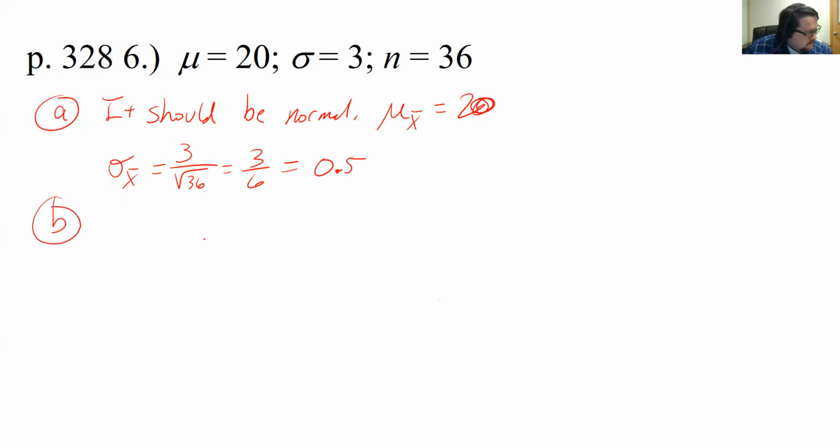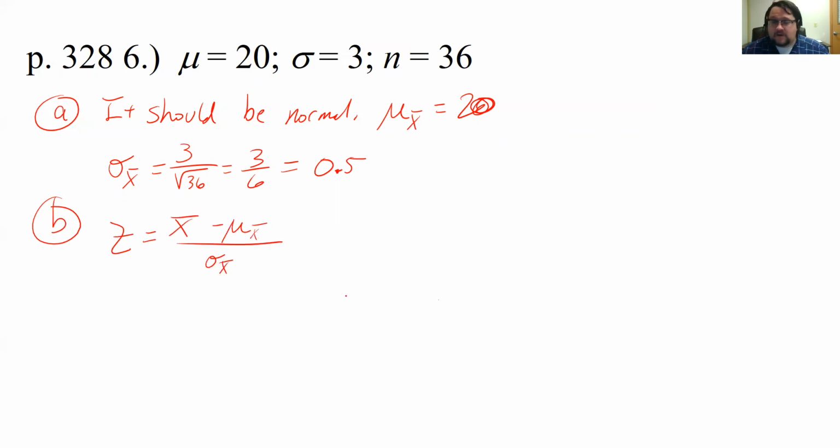All right. Find the z-value corresponding to a mean value of 19. This is not regular x, it's a mean value of x, so we're going to use this.